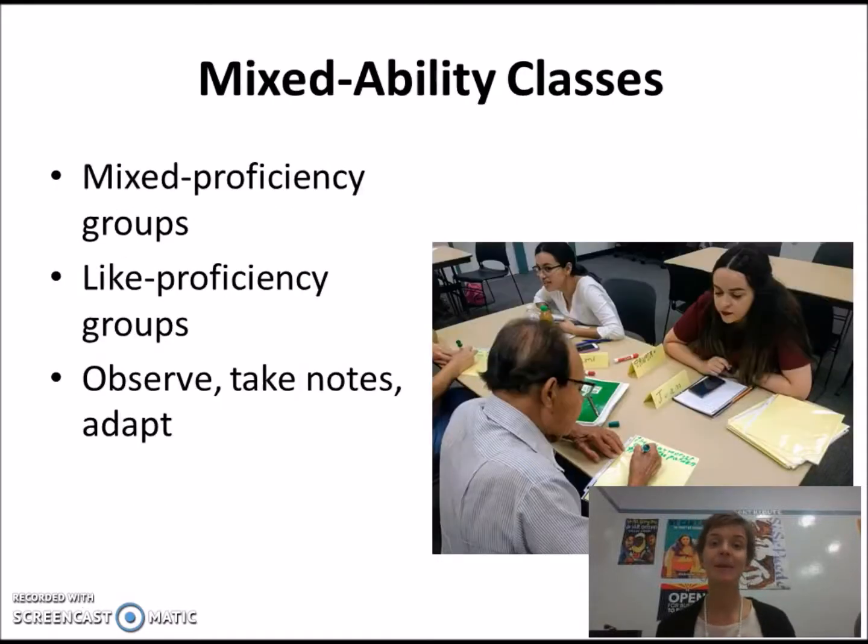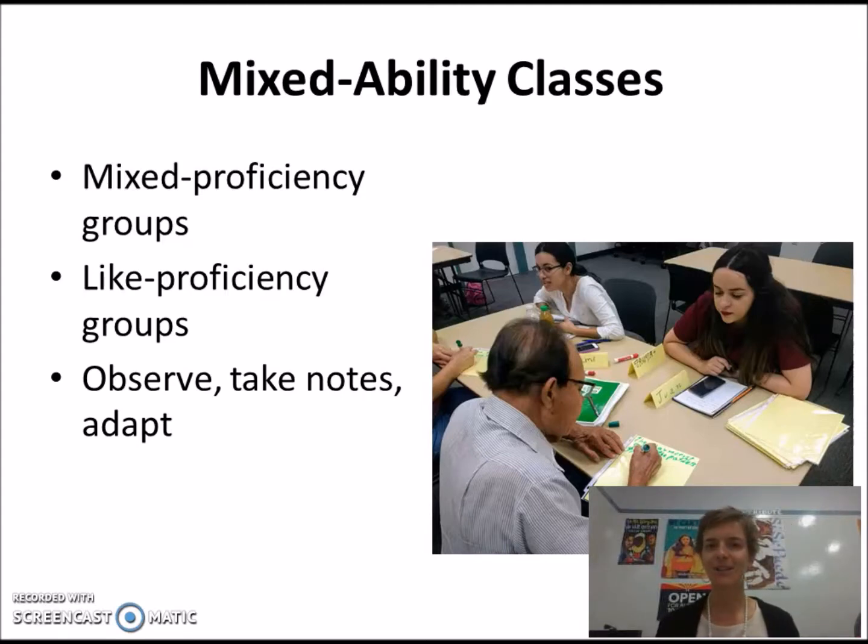And what about mixed ability level classes? I learned in the Fishbowl this summer that our classes are indeed very, very, very multi-level. But pair and group work is a great way to support those lower level students while challenging the higher level students. And so depending on the activity, you can either have a mixed proficiency group, meaning students of lower proficiency with students of higher proficiency, so that the higher students are supporting the lower students. Or you can do like proficiency groups where you've got the lower students with the lower students. And either way, you are walking around and taking notes and listening and seeing how it's going so that you can adapt for the next time.